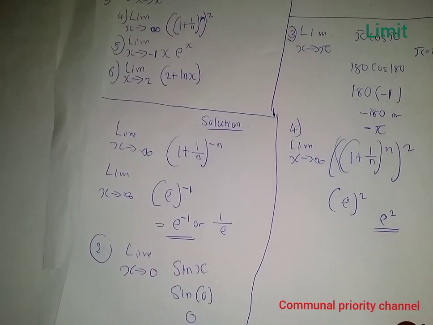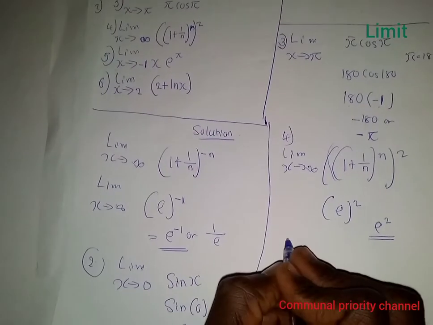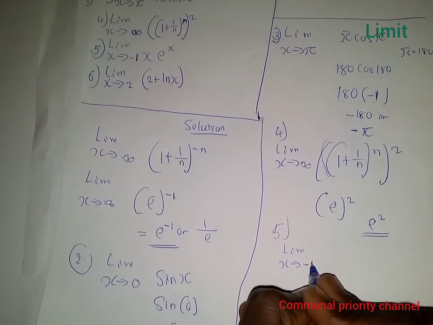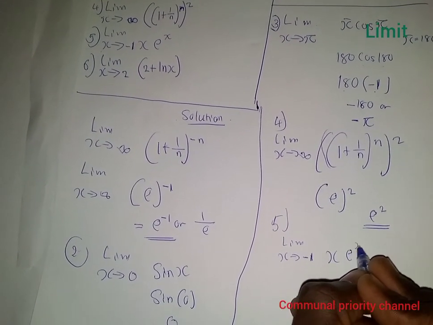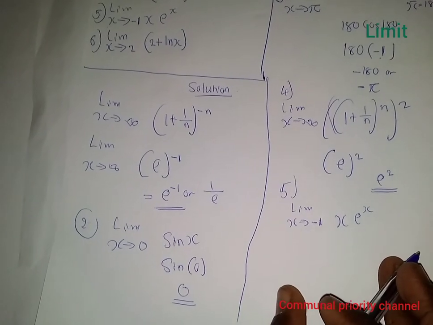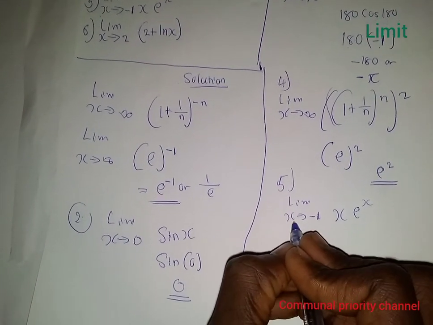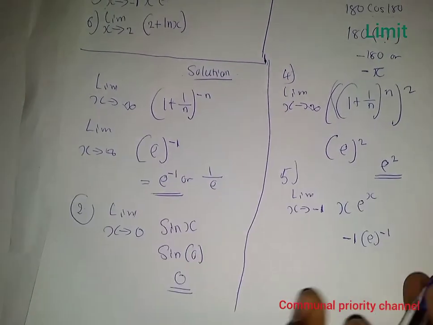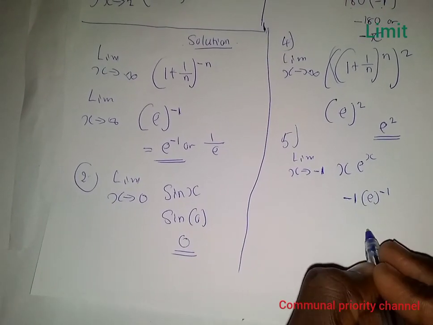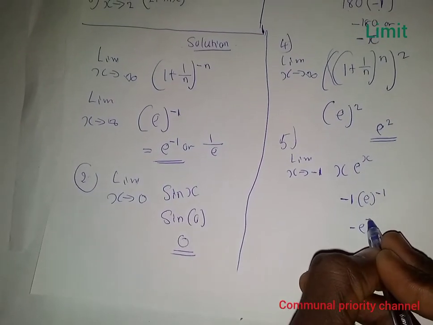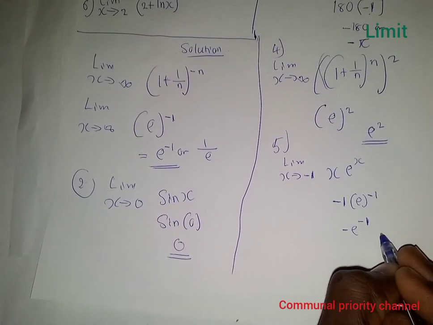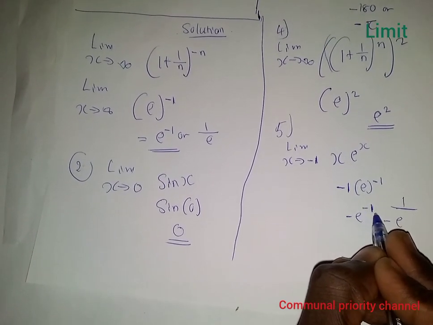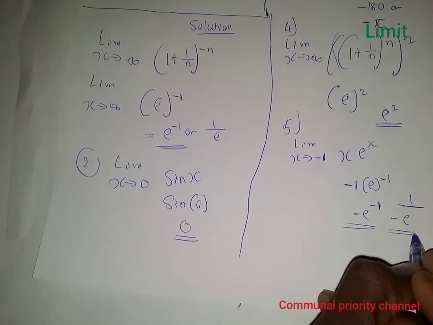So we are now moving to the next question, which is question number 5. That says find the limit as x approaches minus 1 of x to the power of exponential x. In this case, we are substituting the value of x directly. Since our x is minus 1, this will be minus 1 multiplied by e to the power of minus 1. Any number multiplied by 1 is equal to that number. So minus 1 is the same thing as to say minus e or 1 all over minus e. So this is the final answer of number 5.